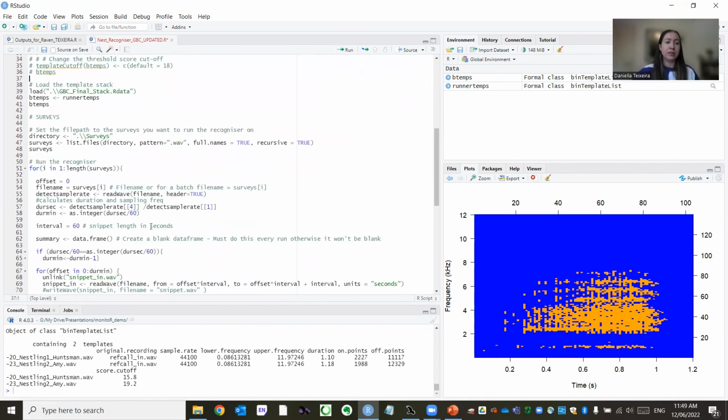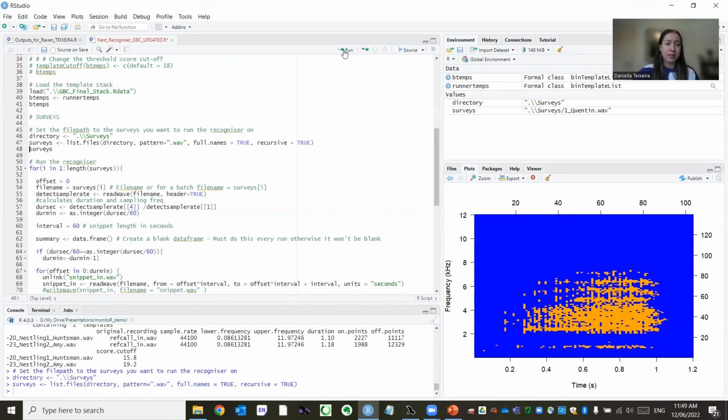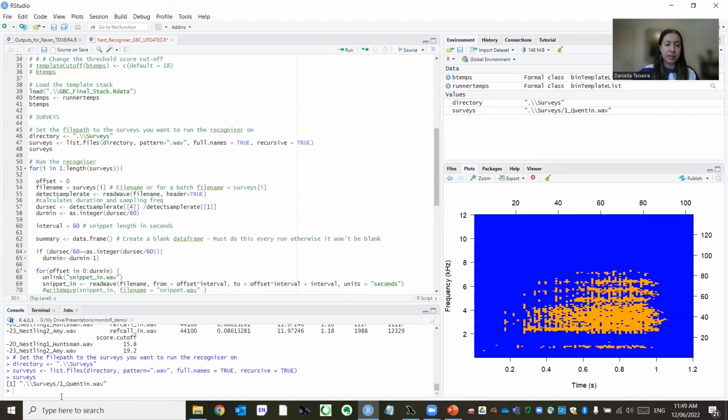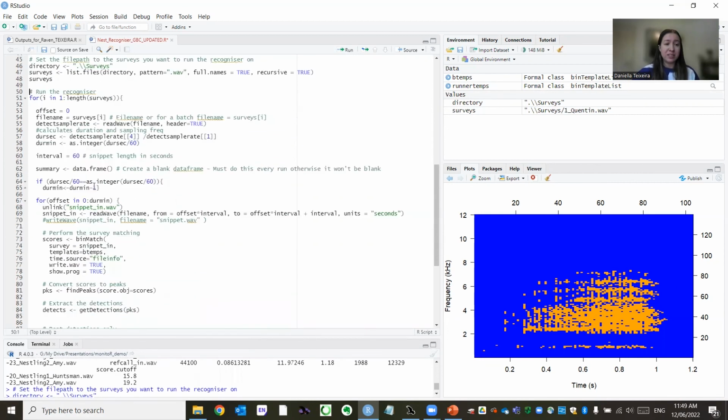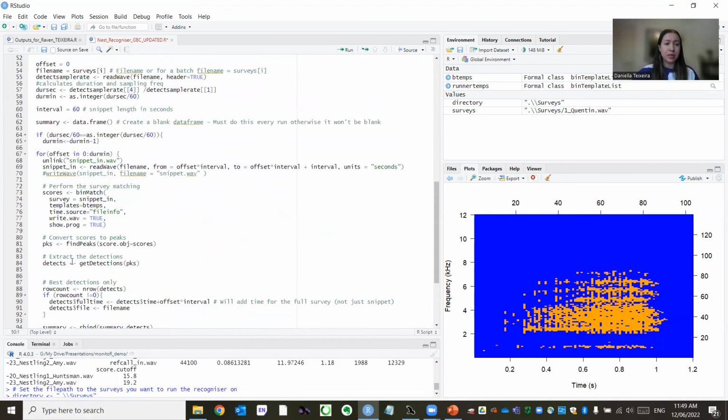Okay, so down here, I just point to the directory where those survey files are. In this case, it's just that one 5-minute sound file, and yep, it'll read it right there, which is great. Then to actually run the recognizer, it's just this single loop here. The actual recognition part is down here, these lines from 72. This function bin match, basically binary match, is where all the magic happens.